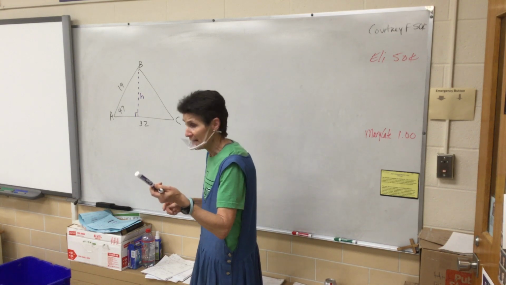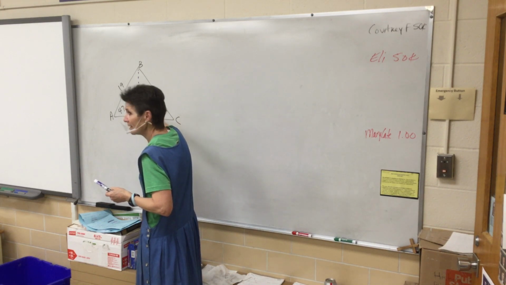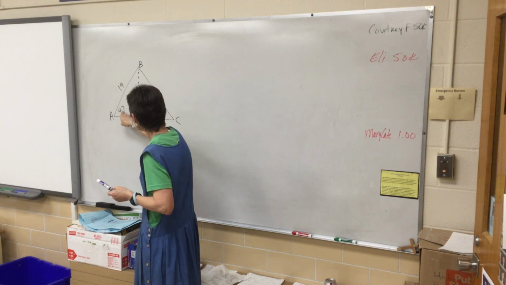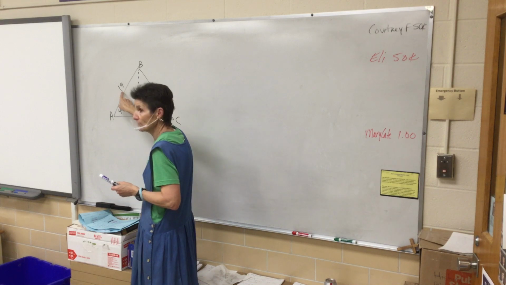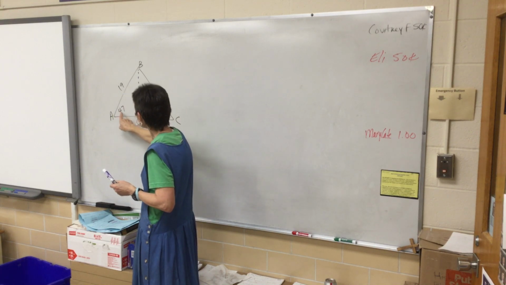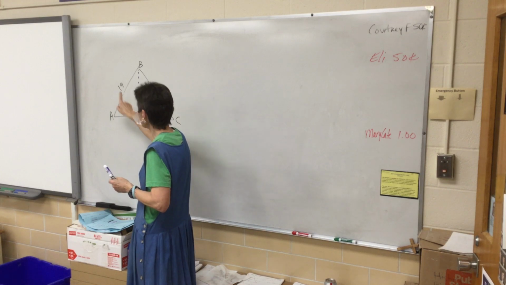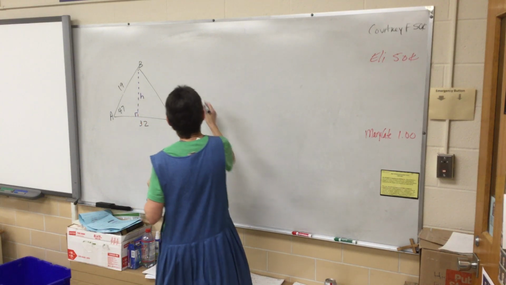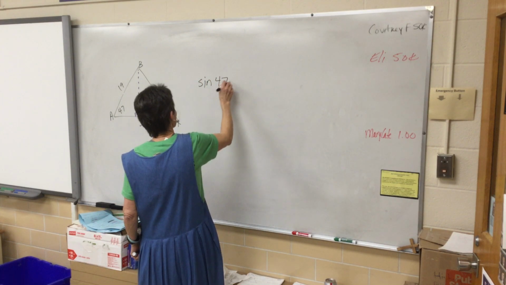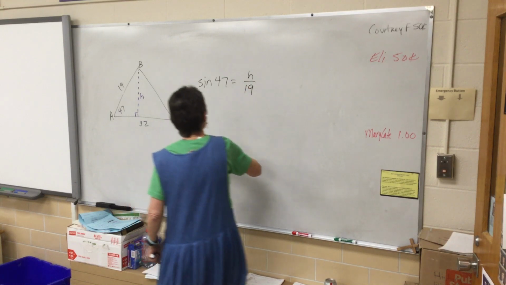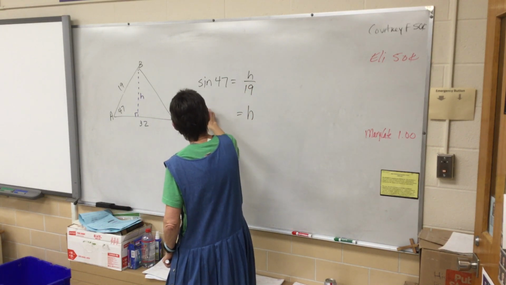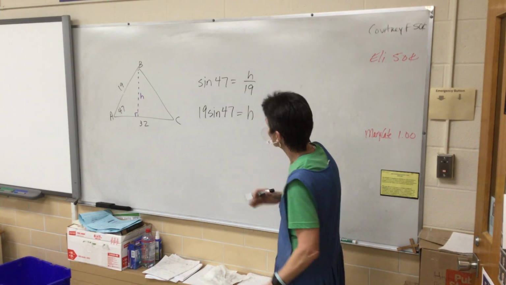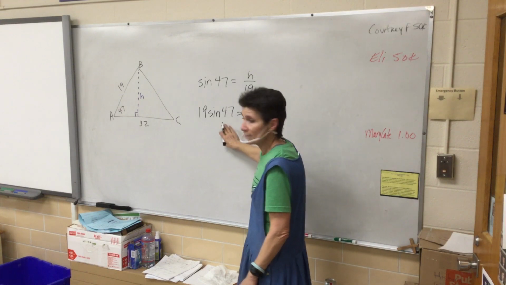I actually can, because in this right triangle right here, can I say either sine 47 equals H over 19, or sine 47 over H equals sine 90 over 19? Either way, I can find that, right? So let's do that real quick. Let's say sine 47 equals H over 19, so H equals 19 sine 47. Now don't type that in. Just agree with me, hopefully, that that would be one way of expressing H.